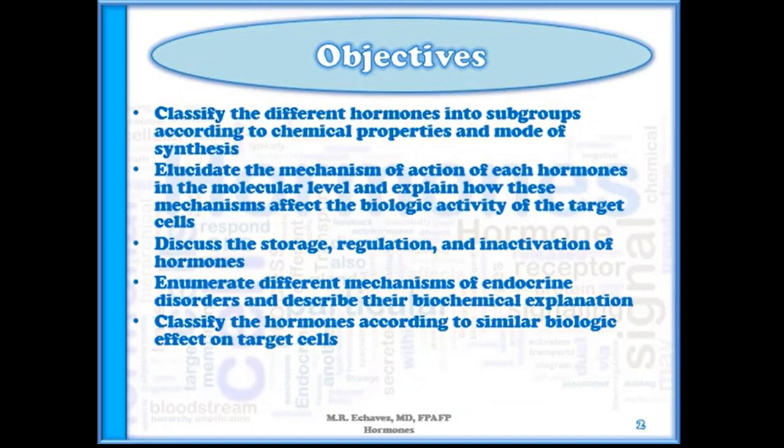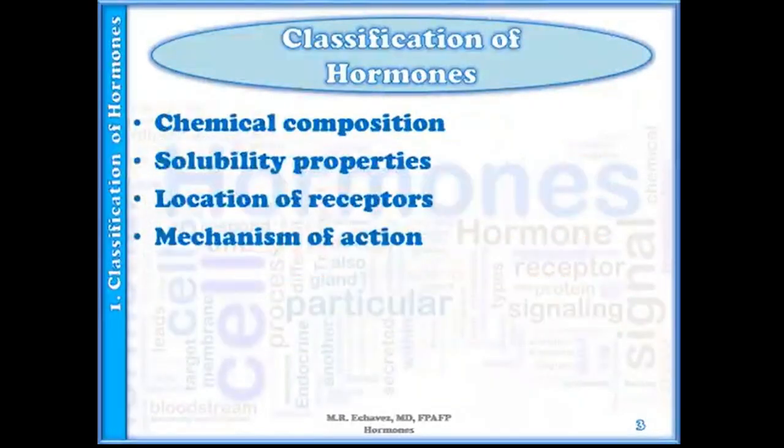These are our objectives. For this session, we will classify the different hormones into subgroups according to chemical properties and mode of synthesis. So here are the different ways of classifying hormones. We can classify them according to chemical composition, according to solubility properties and location of receptors, and lastly, mechanism of action.